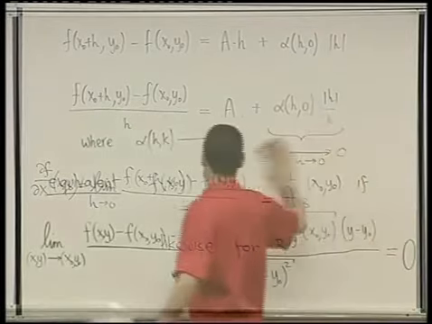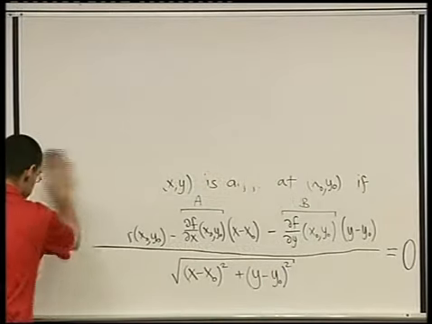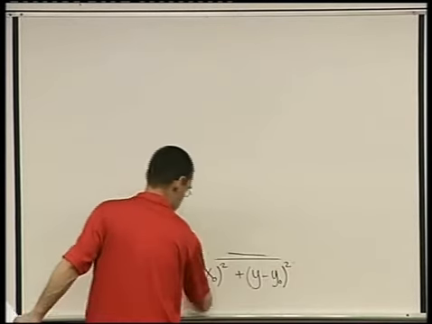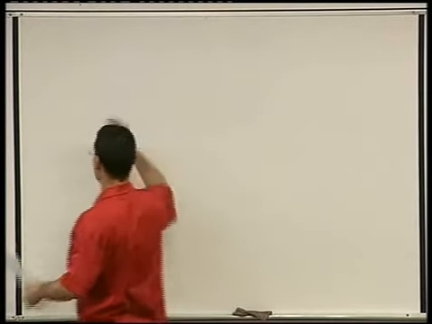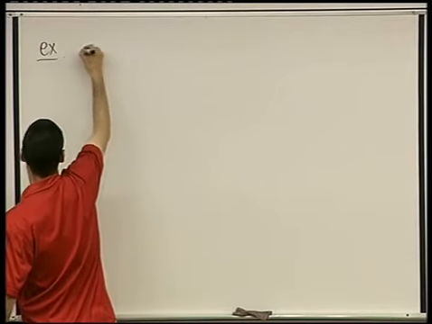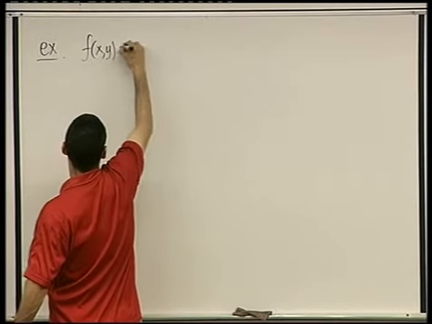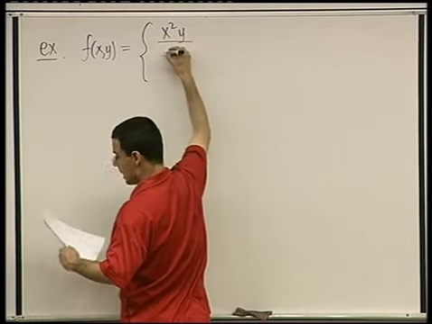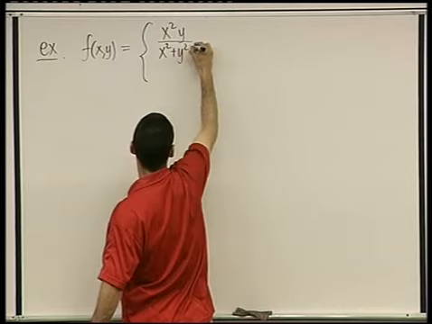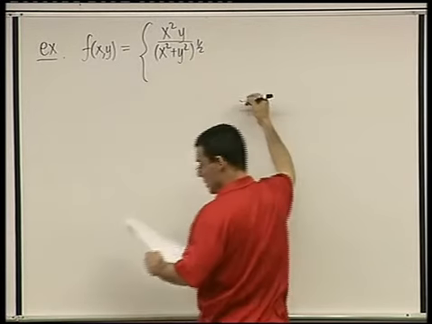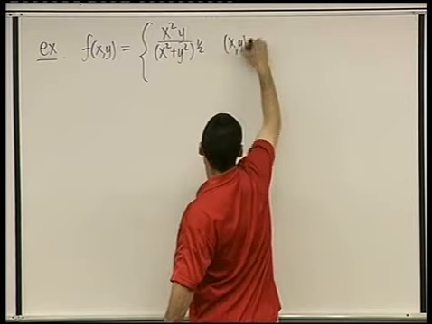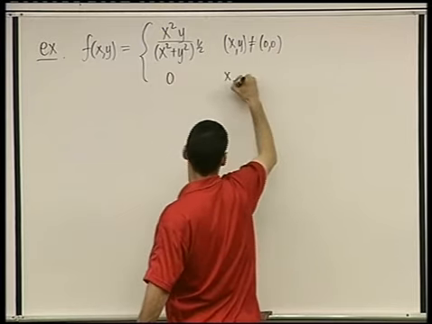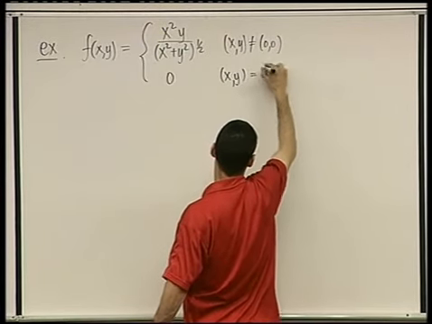Questions? Okay. So here's an example. I'm going to look at the function f of (x, y), which equals x squared y divided by (x squared plus y squared) to the power 1/2. That's like taking a root. That's whenever (x, y) is not the origin, and 0 at the origin.